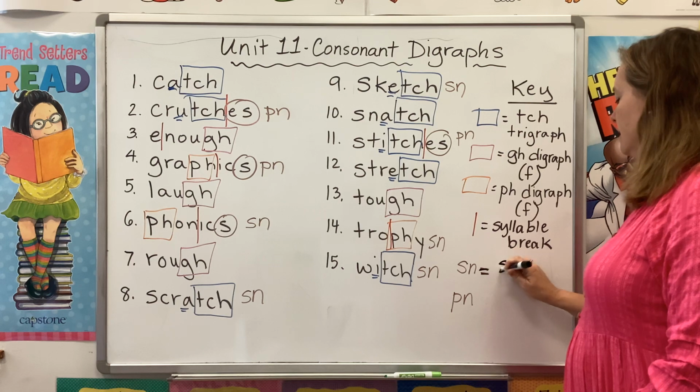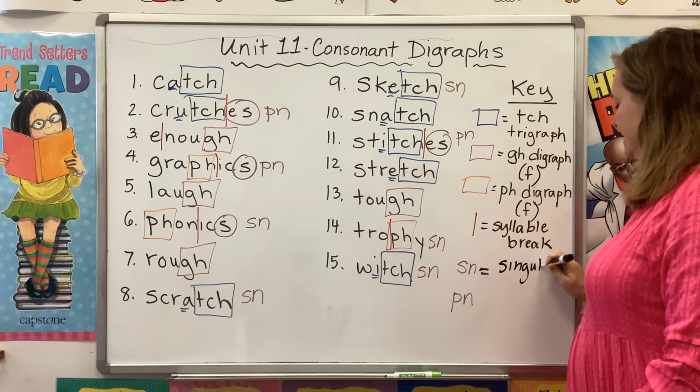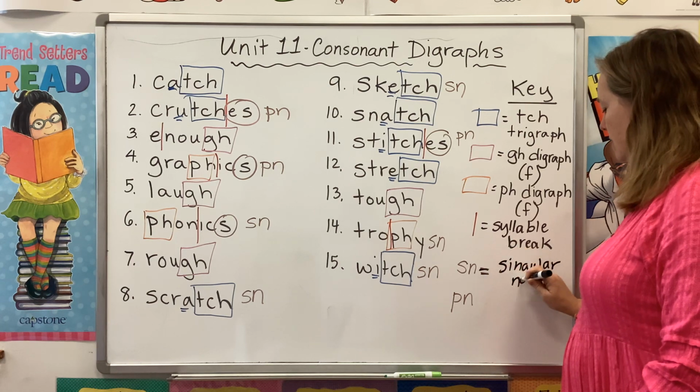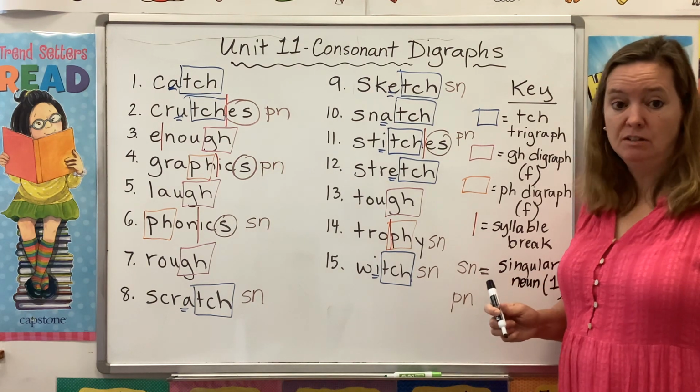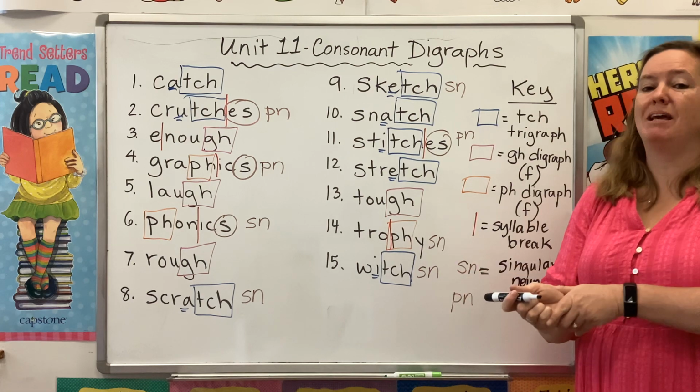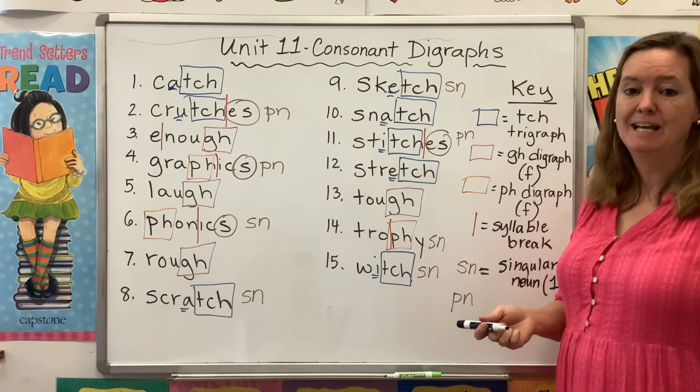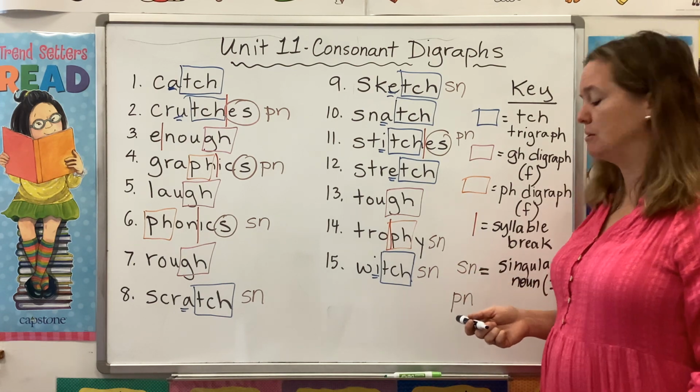So over here, SN, we have SN and we have PN. SN will stand for singular noun, which means one. Think of single, right? If you hit a single in baseball, you're only going to make it to one base. You're going to have to stop at first base.